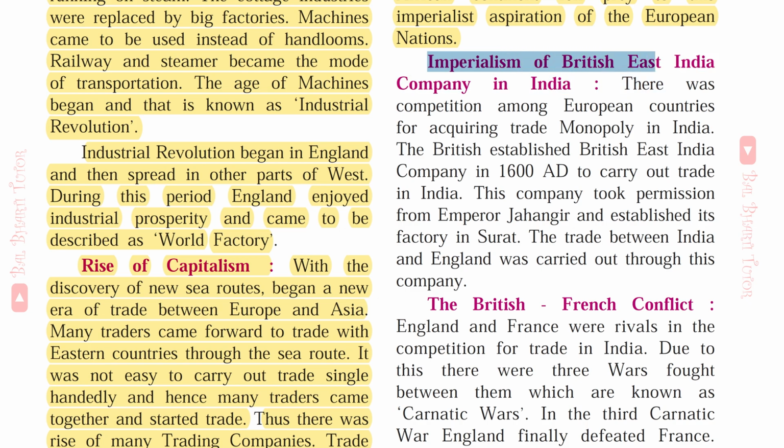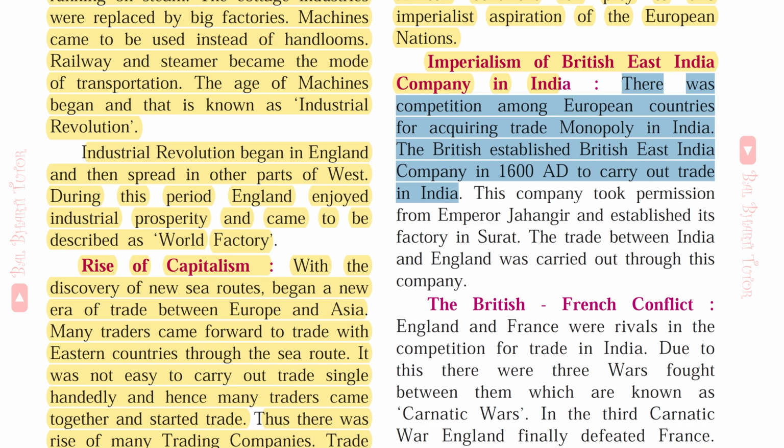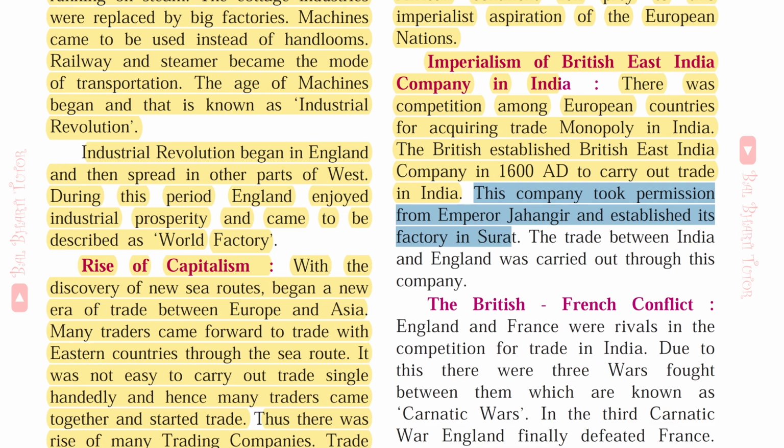Imperialism of the British East India Company in India. There was competition among European countries for acquiring trade monopoly in India. The British established the British East India Company in 1600 AD to carry out trade in India. This company took permission from Emperor Jahangir and established its factory in Surat. The trade between India and England was carried out through this company.